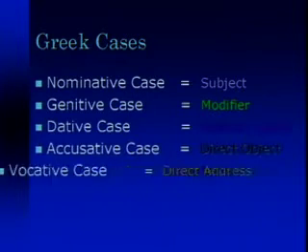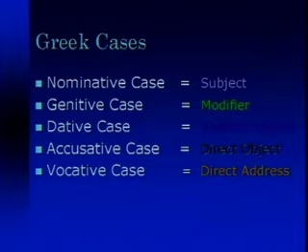In Greek, these are your 5 different cases. Your nominative case corresponds to the subject in English. Genitive case corresponds to the modifier in English. Dative case corresponds to the indirect object. The accusative case to the direct object. And then the vocative case corresponds to the direct address that we have in English.